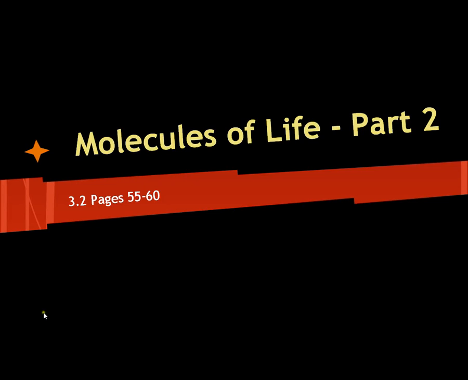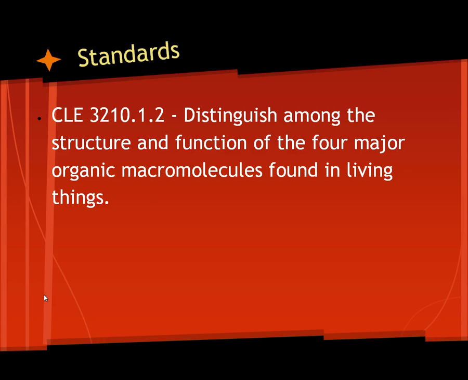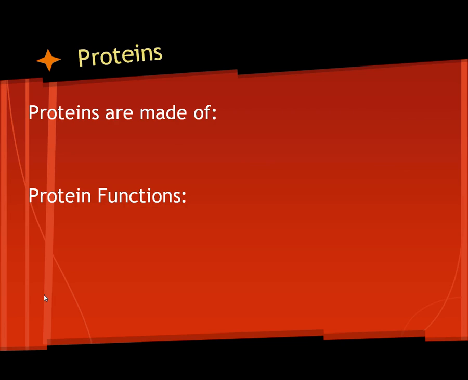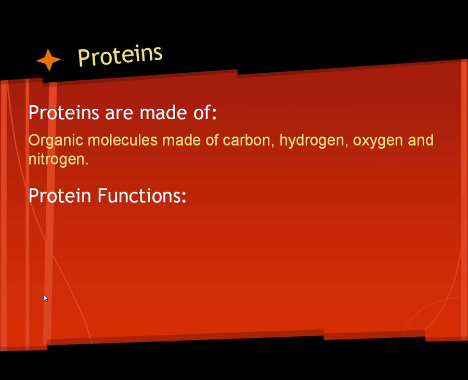Talk about proteins and lipids. So, starting off with proteins. Proteins are made of organic molecules, again, that have carbon, hydrogen, oxygen, and nitrogen. These are called amino acids. So, proteins are made of amino acids.